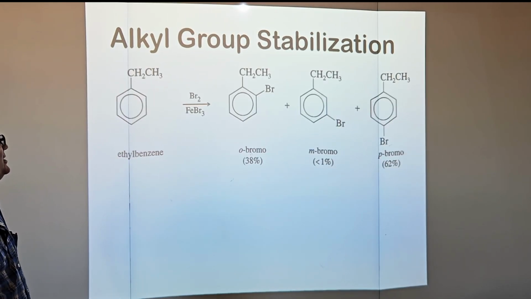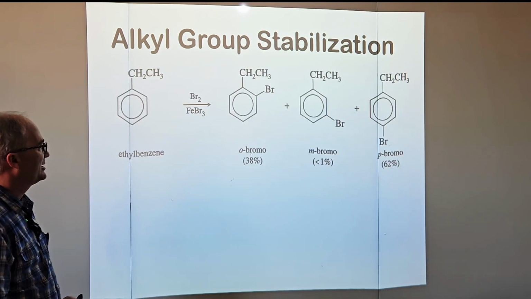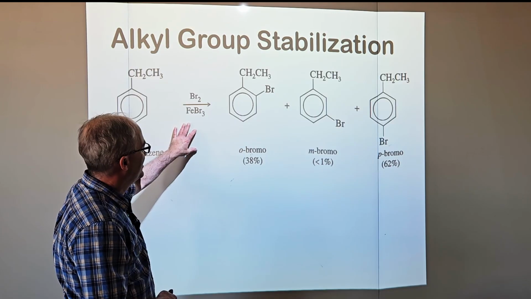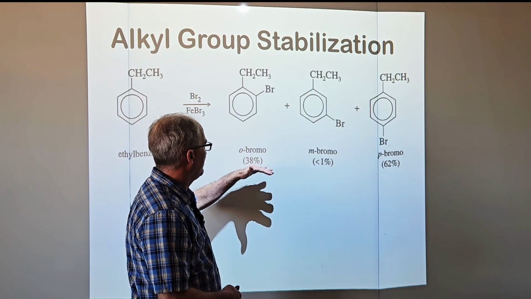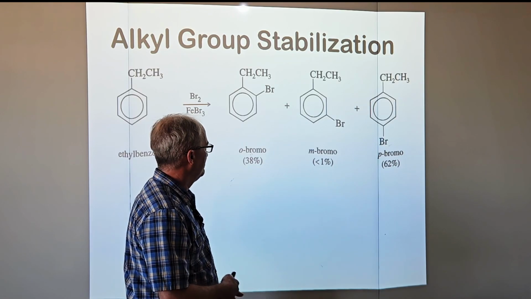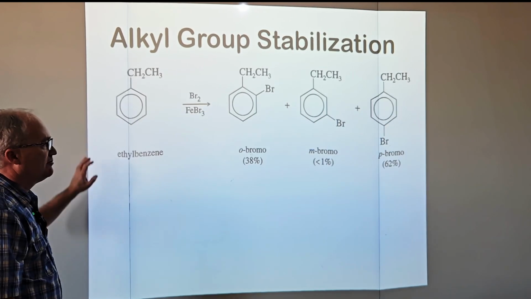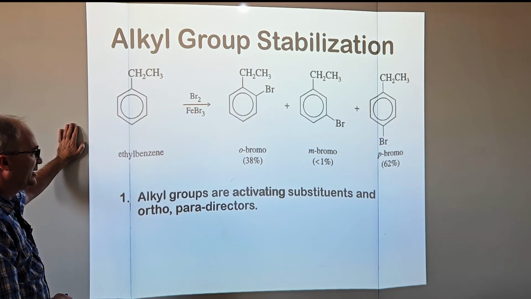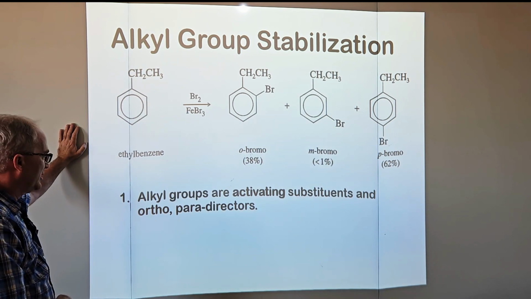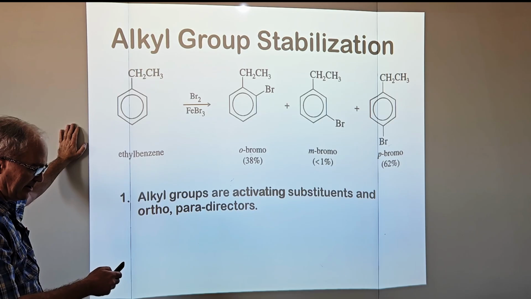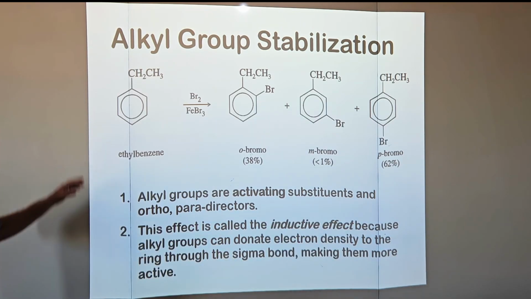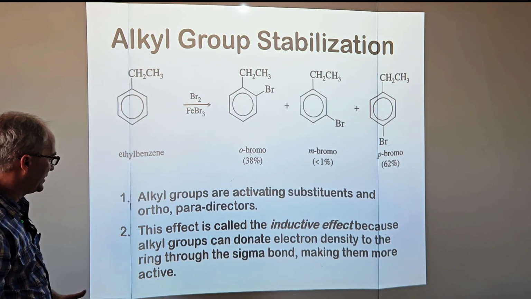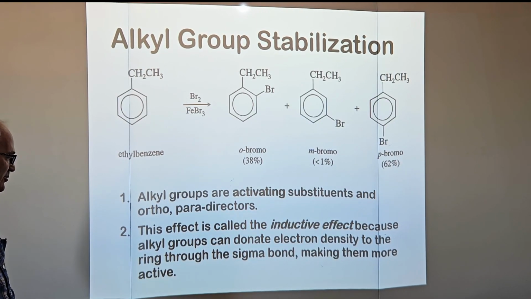So let's move from toluene to ethylbenzene. Probably makes no difference. And let's brominate it. And now we see that we still get ortho and para, only for some reason we tend to get more of the para over the ortho. But we say that alkyl groups are activating substituents and that they direct to the ortho and para positions on the benzene ring. And this is an inductive effect because the alkyl groups can donate electron density to the ring through the sigma bond, making them more active. Any questions?